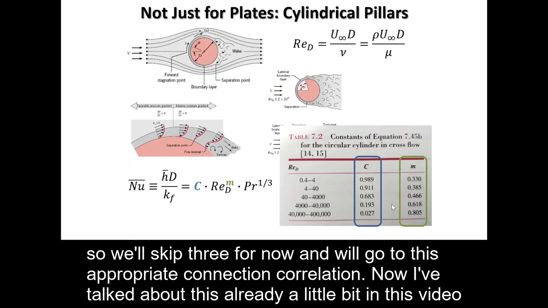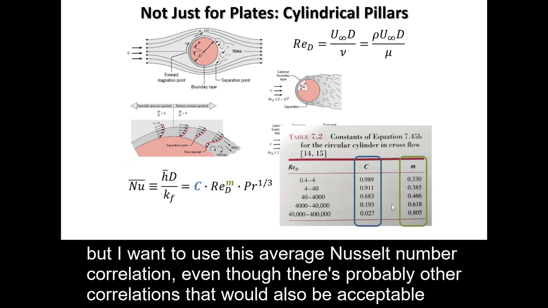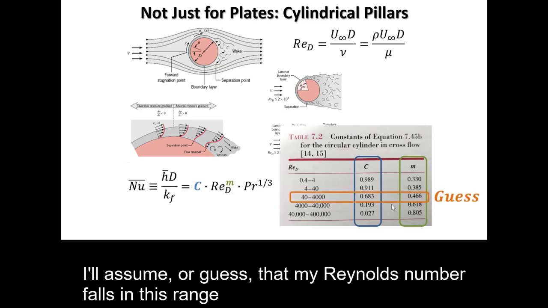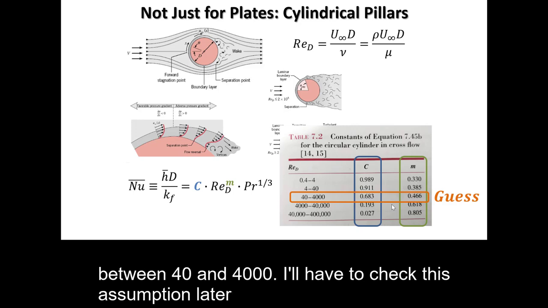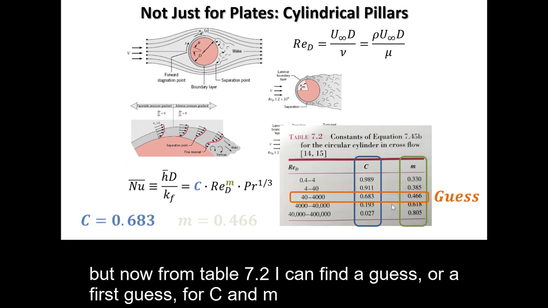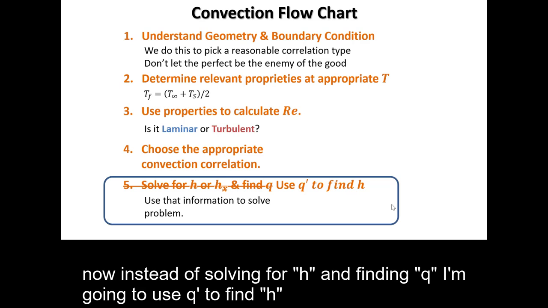Now, I've talked about this already a little bit in this video, but I want to use this average Nusselt number correlation, even though there's probably other correlations that would also be acceptable. I'll assume, or guess, that my Reynolds number falls in this range between 40 and 4,000. I'll have to check this assumption later. But now, from table 7.2, I can find a first guess for C and m. Now, instead of solving for h and finding q, I'm going to use q prime to find h.